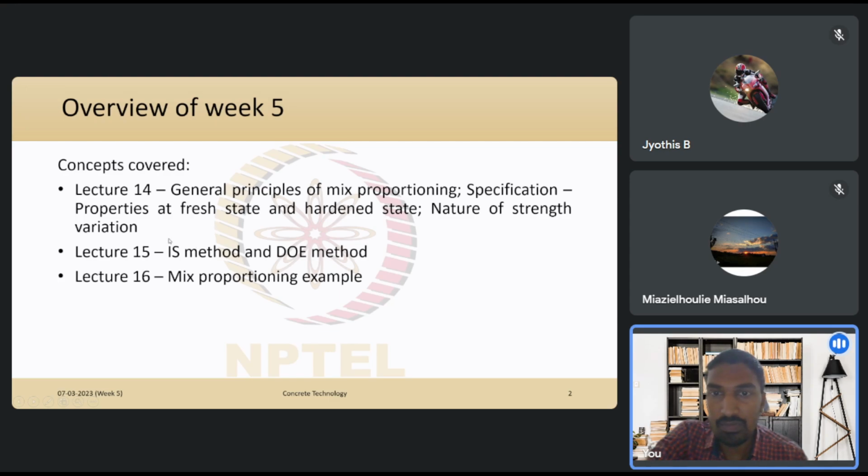In the second lecture we looked at two specific methods. One is the IS method, specified by the Indian Standard, and the other one is the British standard, which is the DOE method. And in the final lecture we looked at an example covering the two methods, the IS as well as the DOE method, right? So we'll look at some problems with respect to mix proportioning.